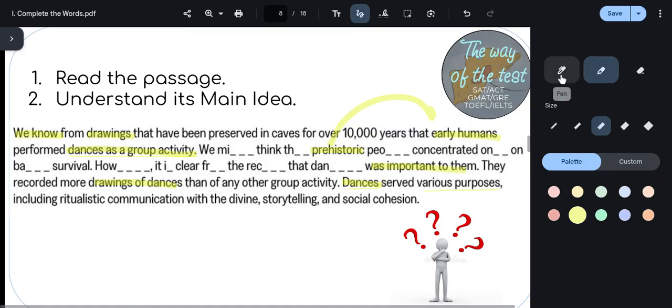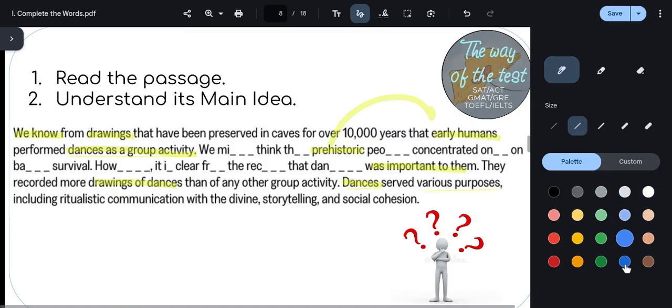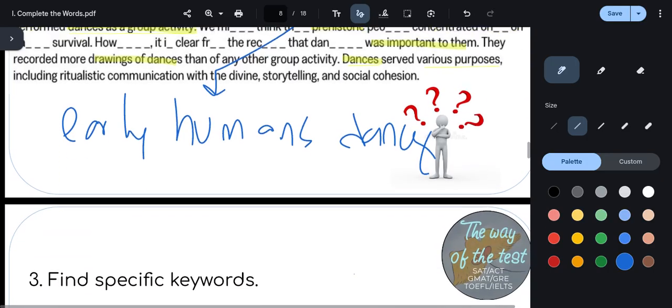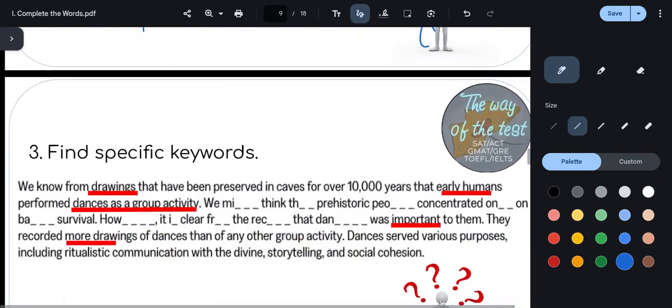So, what will be the main idea of the passage? Again, we don't need another complicated main idea. It's about early humans dancing. That's what it's about. It's about dancing in early humans. Period. Okay. Do I need to develop this? No, I don't care. It's about early human dancing. Period. Okay. Moving on, we're gonna find specific keywords.